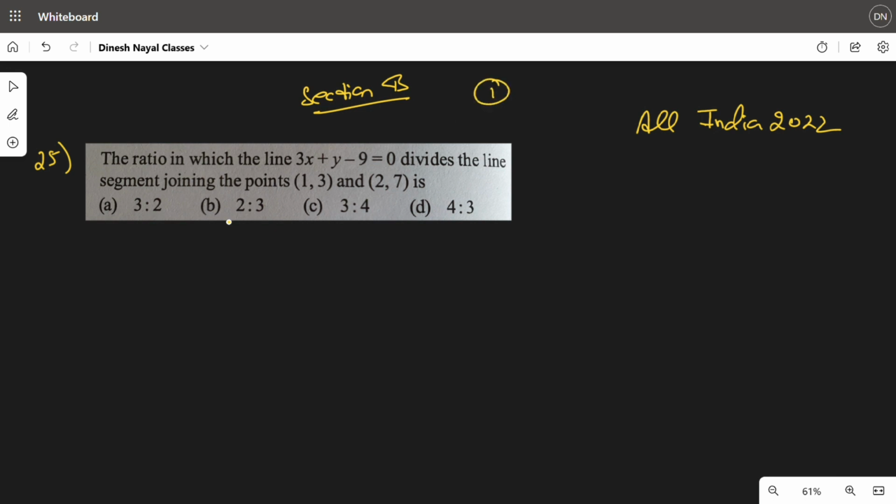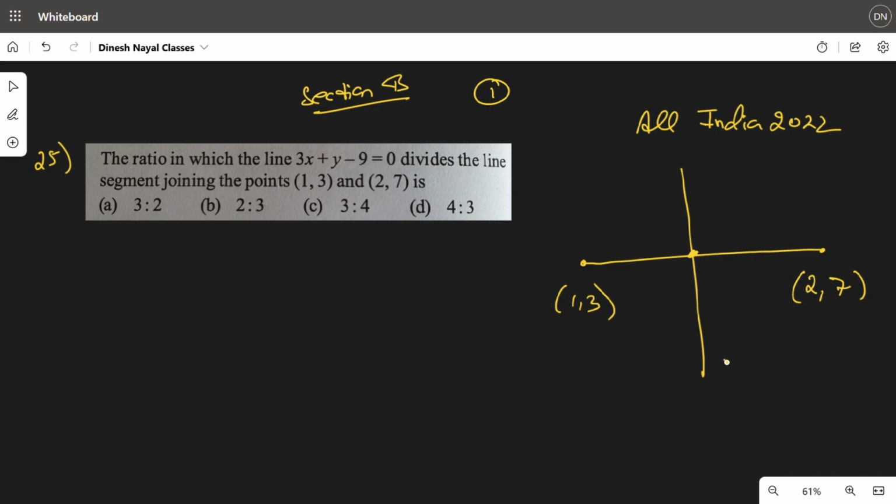Now the question is: the ratio in which the line 3x plus y minus 9 equal to 0 divides the line segment joining points (1, 3) and (2, 7) is, so you have to find basically the ratio. So let's make a rough diagram. We take this point as (1, 3). I must tell you that this is just a rough diagram. And take this point as (2, 7). Okay, so this is the line which divides it.